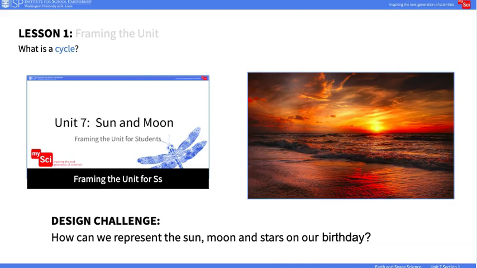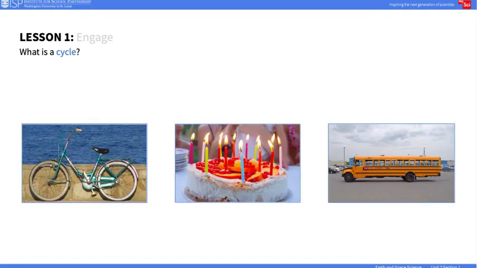Ask them about what questions they have, being sure to give them time to turn and talk, and share out with the whole class. In the Engage, start by using the cycle cards from the kit, engaging students in a discussion about how the bicycle, birthday cake, and bus are all examples of cycles. They should understand that cycles repeat themselves or go around and around, like the wheels on the bike or the months of the year.